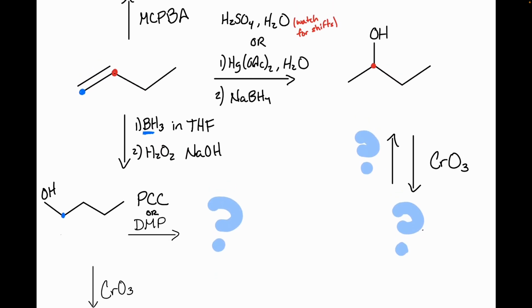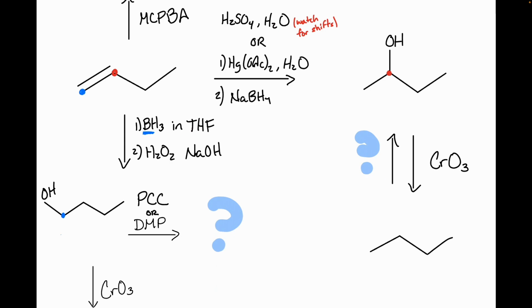Okay, so now I'm gonna take this alcohol and I'm gonna treat it with this chromium-based reagent. And when you see chromium, you think oxidation. So this is a secondary alcohol. What do secondary alcohols get oxidized to? Carbonyls, but specifically ketones, right? So a secondary alcohol can only be oxidized to a ketone. It can't be oxidized any further.